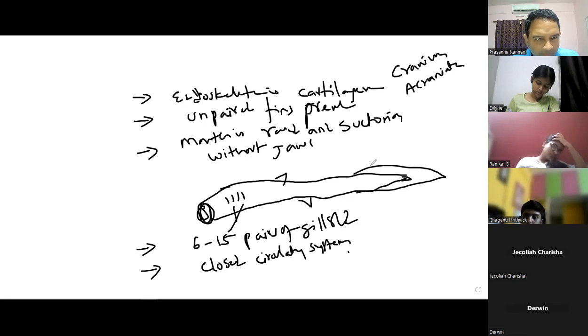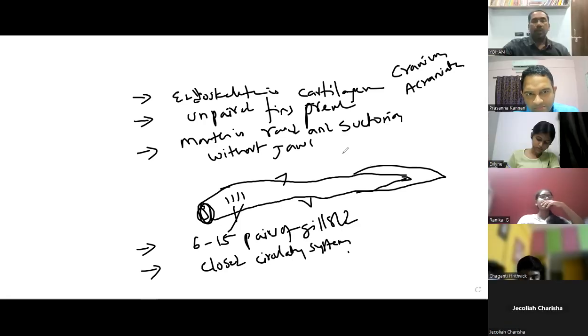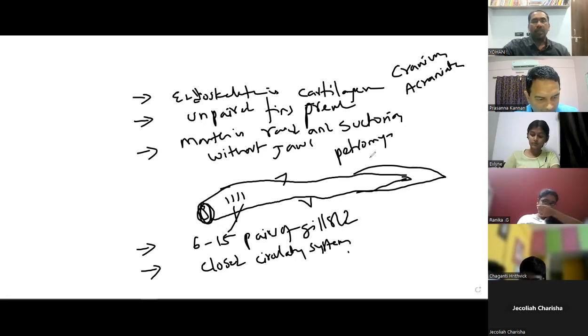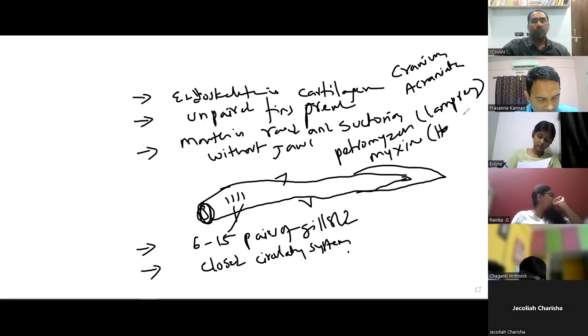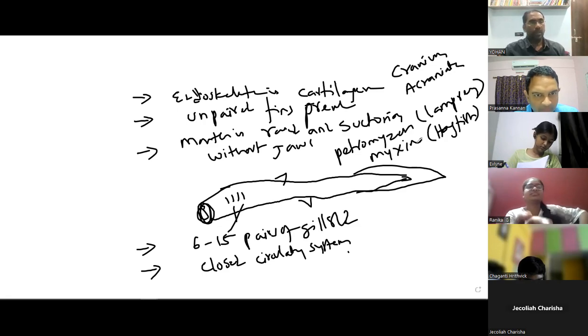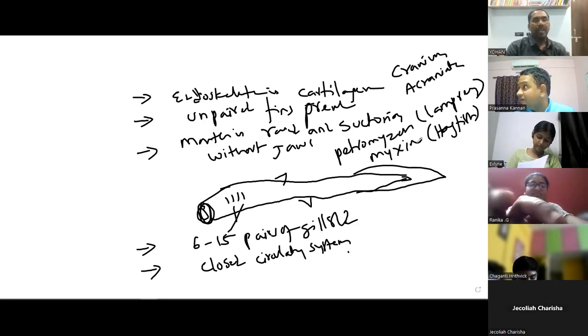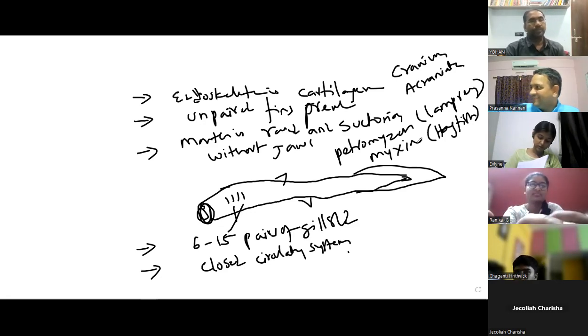Example, petromyzon and myxine. Petromyzon is called lamprey. Myxine is called hagfish. This is about cyclostomata. With this, we'll end today's class.